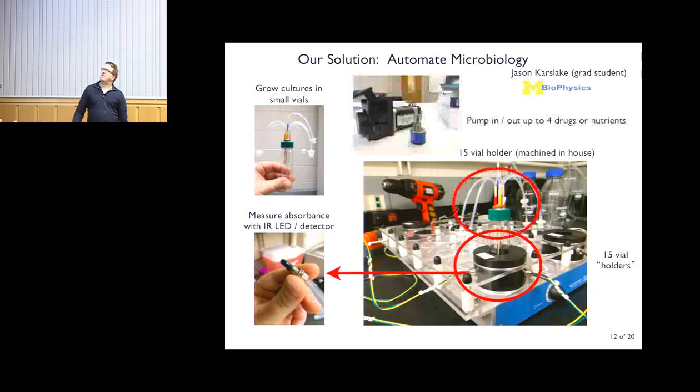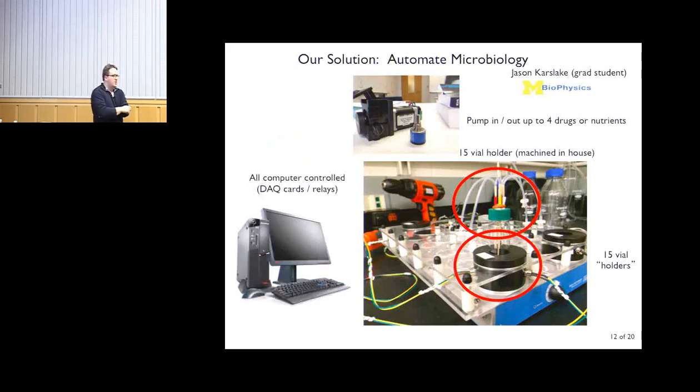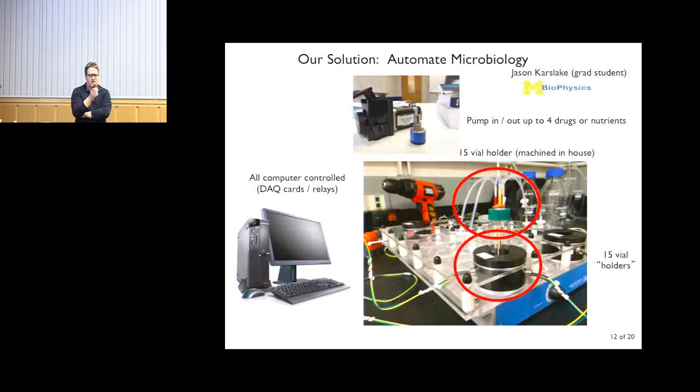Well, we have 15, we only have 4 set up right now, so we're trying to set up more of them. And you can pump in and out up to 4 drugs or nutrients or whatever you want, and you can do this over time dynamically. Then we can control it all with the computer, with some relay cards and data acquisition cards. It's very, very simple, right? There's a few electric circuits that were very simple put together. So it's a simple setup, but it's pretty powerful, we think.